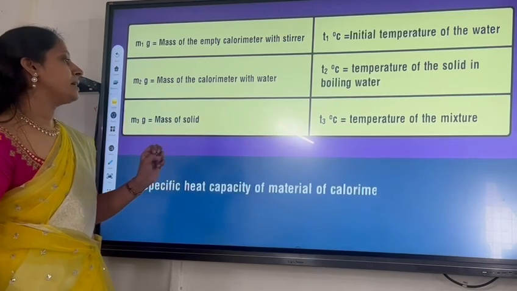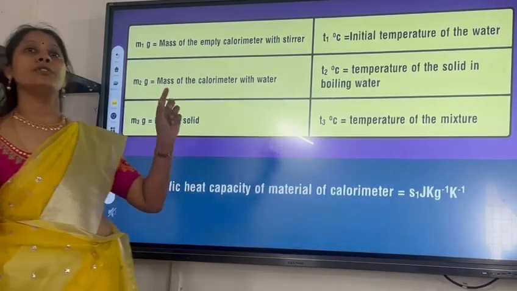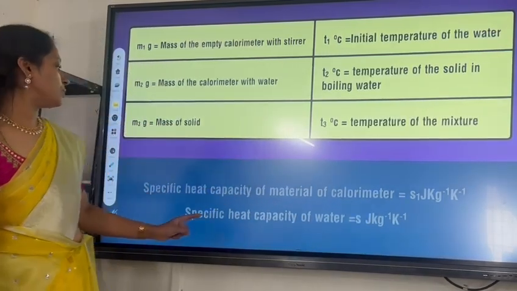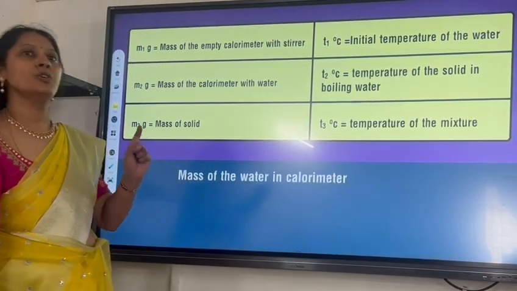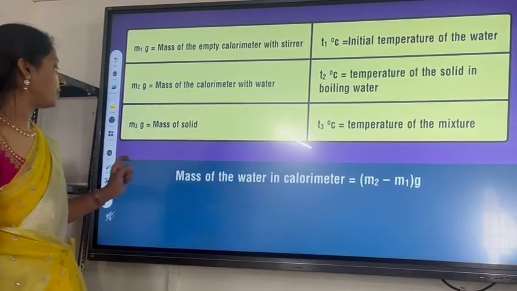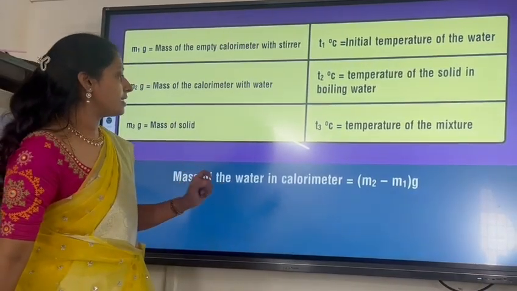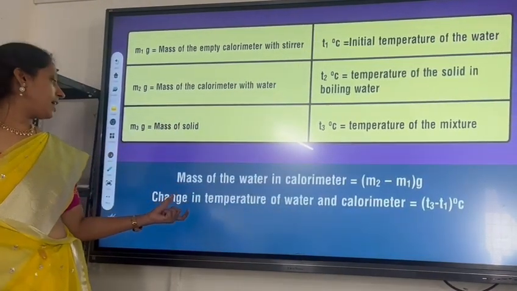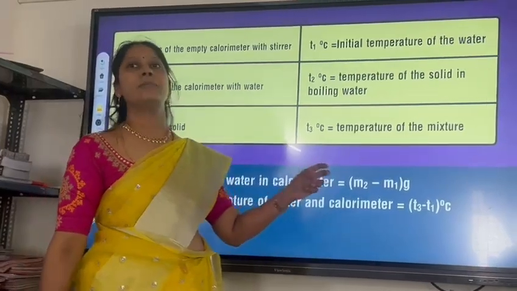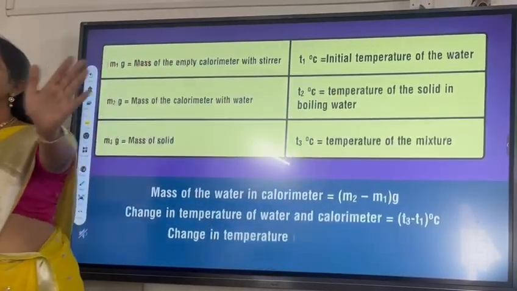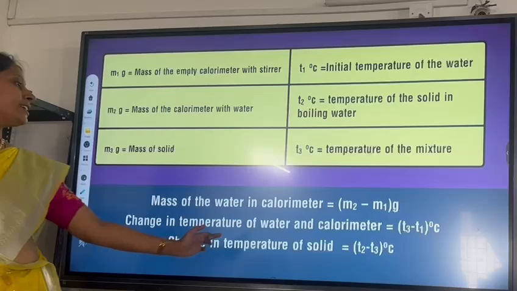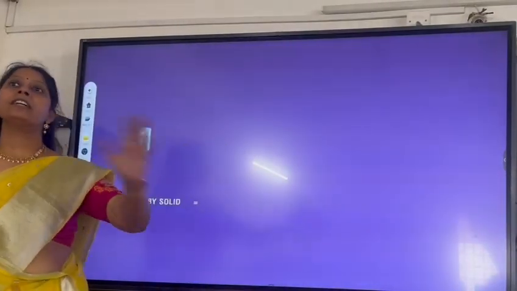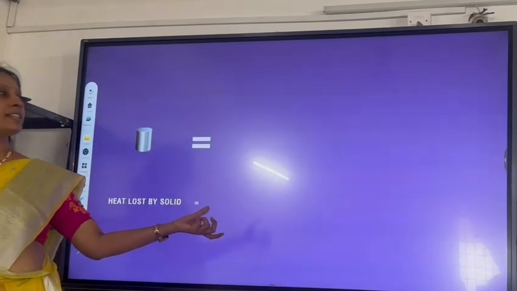The specific heat of the material of the calorimeter, if we know that value, is S1, and the specific heat of water is S, you know that is 1 calorie per gram degree centigrade. Now the mass of the water in the calorimeter is how much? M2 minus M1. And the change in temperature of the water and calorimeter: initially that is T1, after it changed to T3. And the solid temperature changed from T2 to T3. Initially that is T2, after mixing it came to T3.